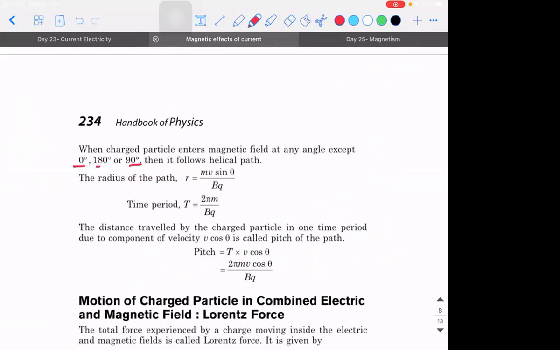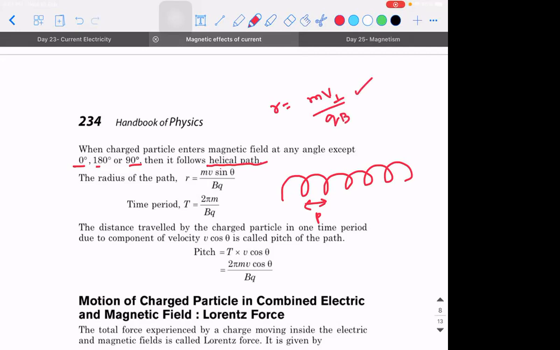Next. If you try to project at any angle other than 0, 180 or 90 degrees, what will happen? It will start moving in a helical path. This is also there in your CBSE, right? On the helical path, there is a concept of pitch that comes into the picture. So what will be the radius of the helical path? Radius is always m into v perpendicular divided by q into B. This is what centripetal force teaches us.